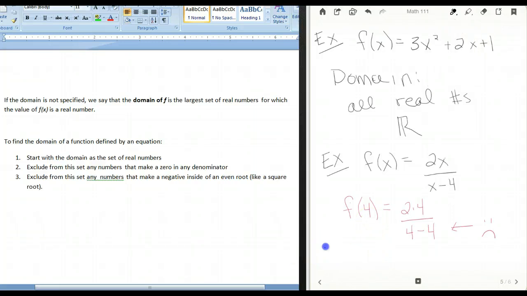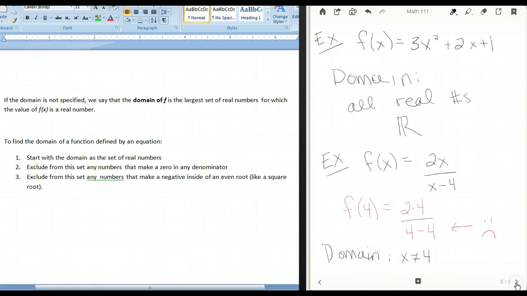So how would we write the domain then for this thing? Well, let's see. There's a couple ways you could write this. A lot of people like to just write something like this. They like to write x can't be 4, and they just leave it like that. Another way to write this is making use of interval notation.